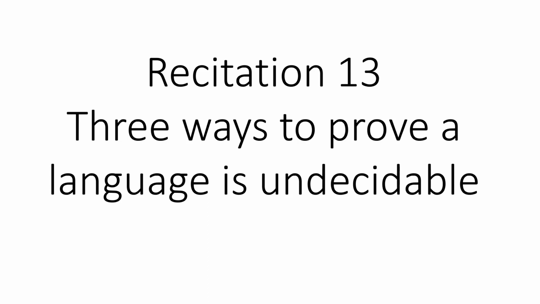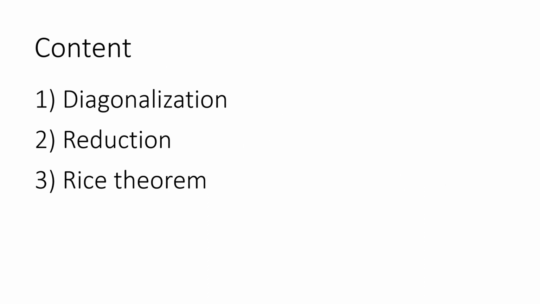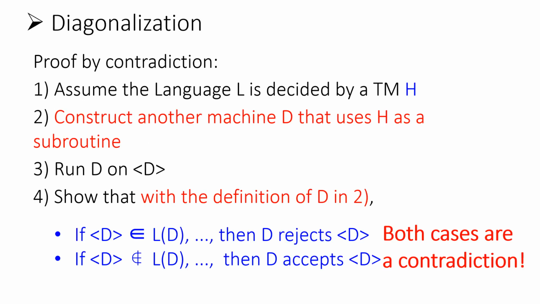In this section, I'll tell you 3 ways to prove a language is undecidable. These 3 ways are diagonalization, reduction, and the Rice theorem. Using diagonalization to prove a language is undecidable is virtually a proof by contradiction.